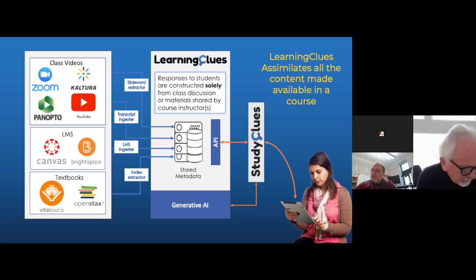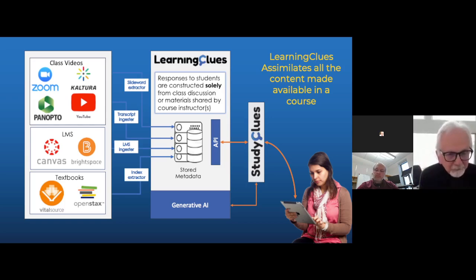Pointers back to the material that the instructor has made available in class. We also can go and scrape, with your permission, the LMS for what documents the instructor has made available. Are there PDFs? Are there links to URLs? All these things we're able to extract for a course and again store as pointers in our system. And if you have an open education textbook, we can also ingest that into the system to be part of the database available to the student.